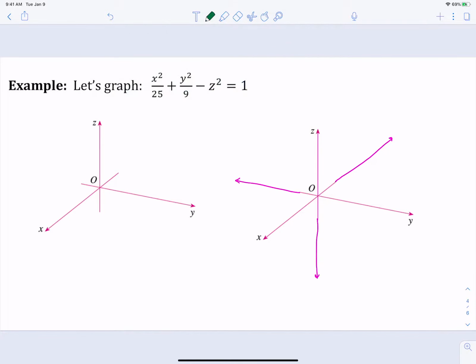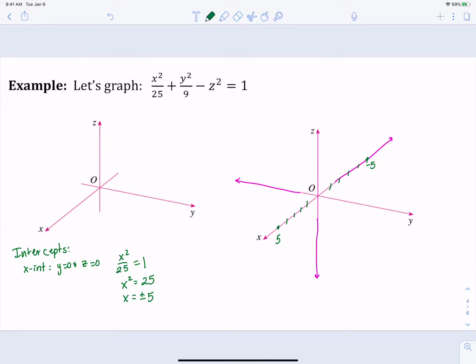So let's start with the intercepts, because that is something we know, and how we find intercepts is how you've always found intercepts. When we talk about the x-intercept, that's when y is 0 and z is 0. If we make those two variables 0, all we're left with in our equation is x squared over 25 equals 1. We solve for x and get x equals plus or minus 5. So we get two x-intercepts. That should make sense, because an intercept is where we sit on that axis, and those points are (5, 0, 0) and (-5, 0, 0).